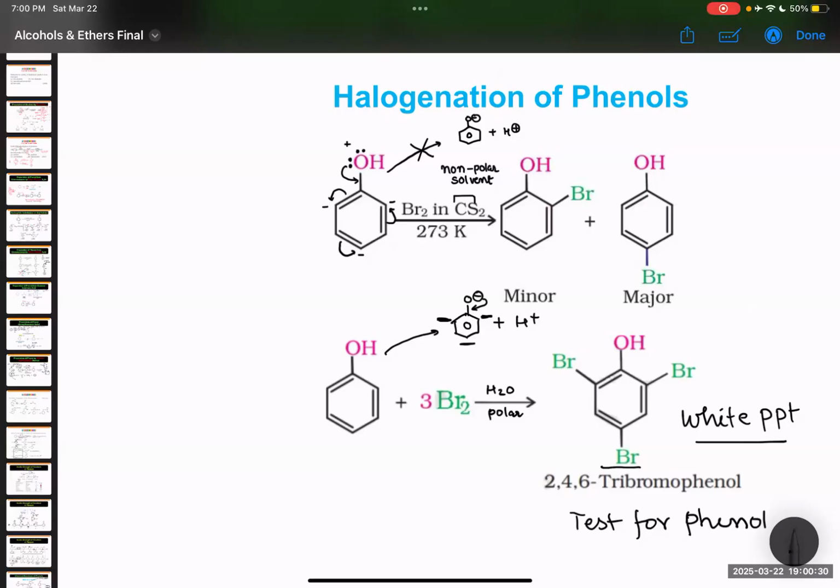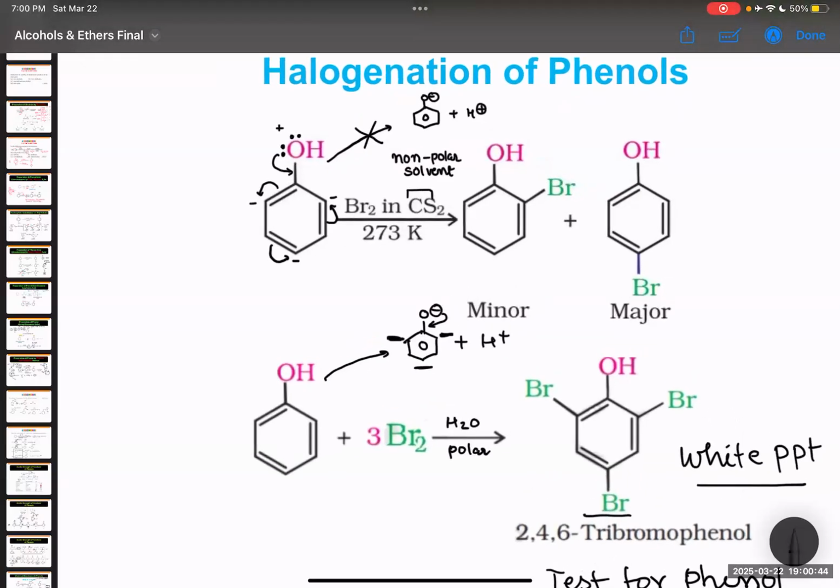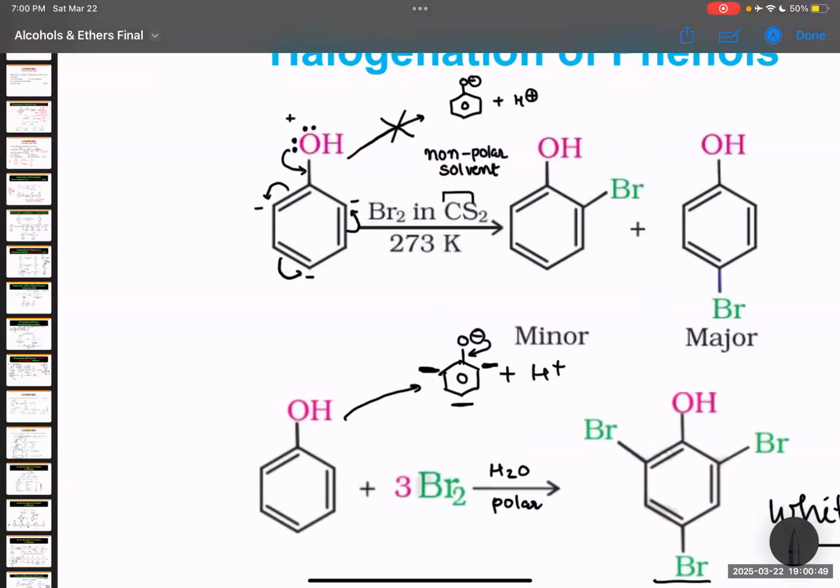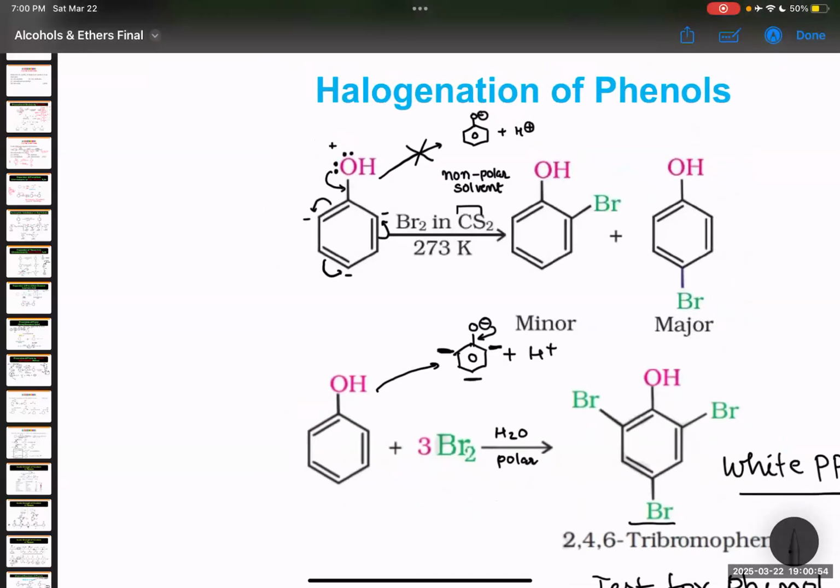And if you put bromine in carbon disulfide, you will have just two products because only one bromine will get connected, not two or three. Because if phenol doesn't ionize, it will be rich but not as rich as phenoxide ion at ortho and para positions. The negative charge will be lesser. So only one Br, it can react with only one Br2 molecule, either at ortho or at para.